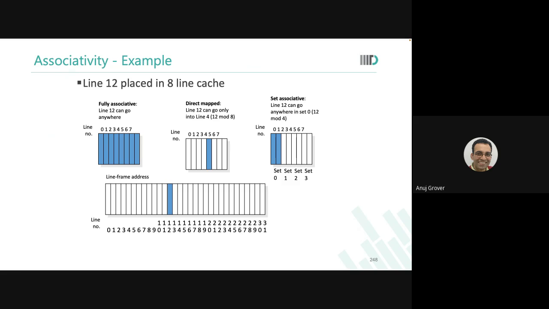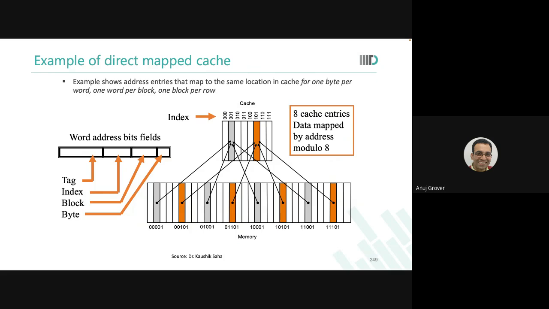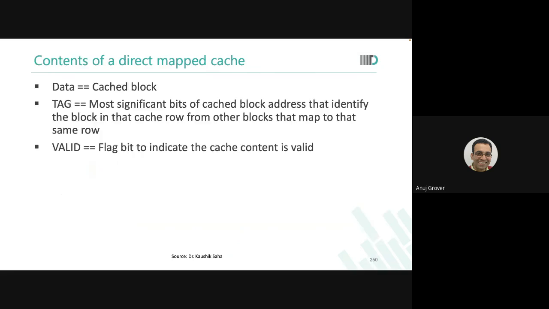So again, the blue bars represent where this particular data could go. In fully associative, it could go anywhere. In direct map, it would go to only one place. In set associative, it could go to multiple locations. Is that okay? And this is again a direct map example, where the data can go here and nowhere else. The lower one is the real main memory or the L2 cache, and the top one is the smaller memory or the L1 cache. There could be multiple locations in L2 cache, but still just one location in L1 cache. Okay.